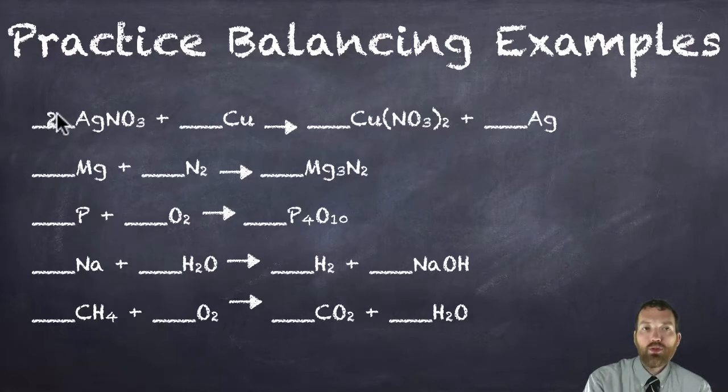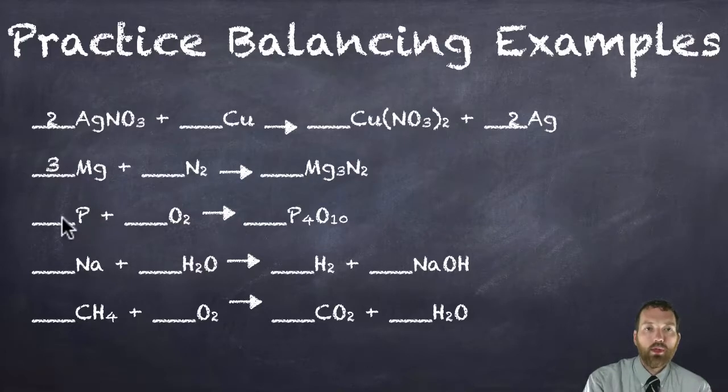But by putting a 2 here, this changed my number of silvers. I now have 2 silvers on the left and only 1 on the right. So that's an easy fix. We'll just put a 2 in right there. Okay, let's do the next one. Mg plus N2 makes Mg3N2. So I have 1 Mg on the left, 3 Mg's on the right. So we'll put a little 3 in front of this Mg here, and I believe we're done. I have 2 nitrogens on the left and 2 on the right. So yeah, this one's balanced.